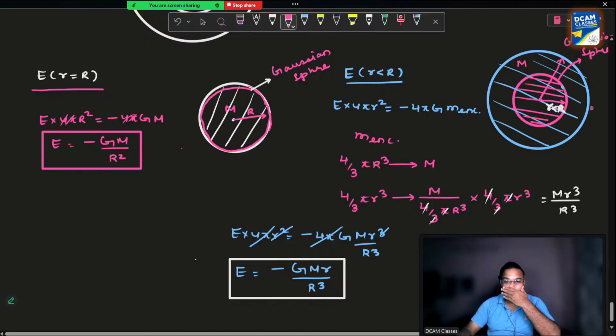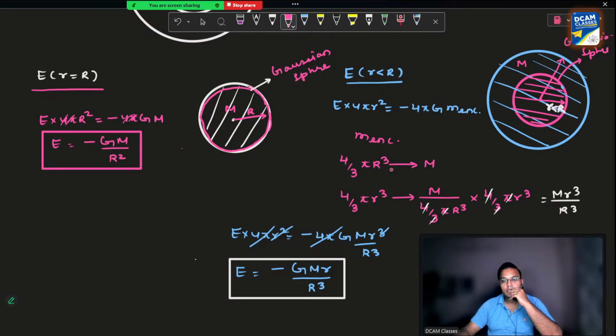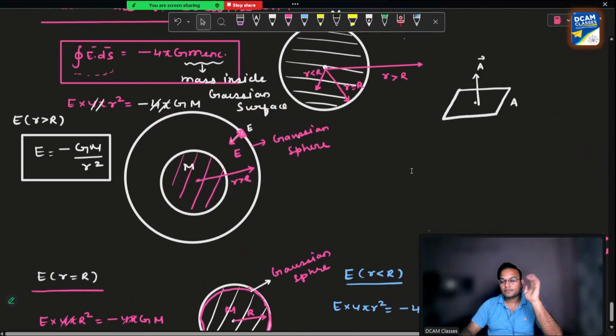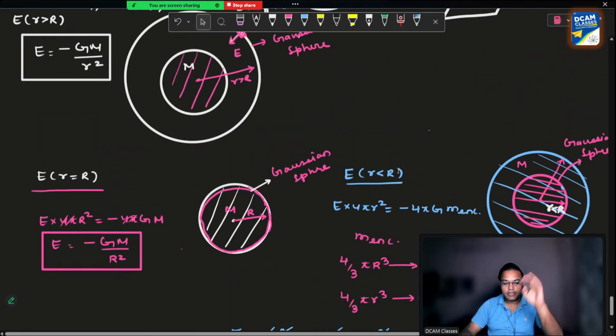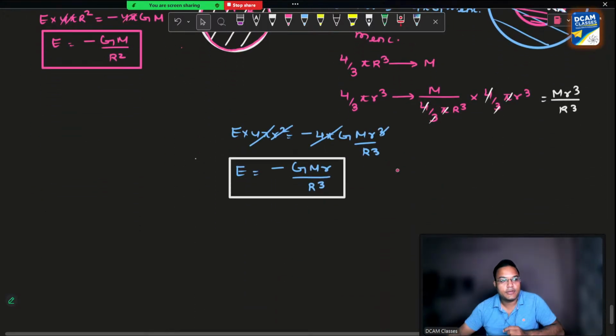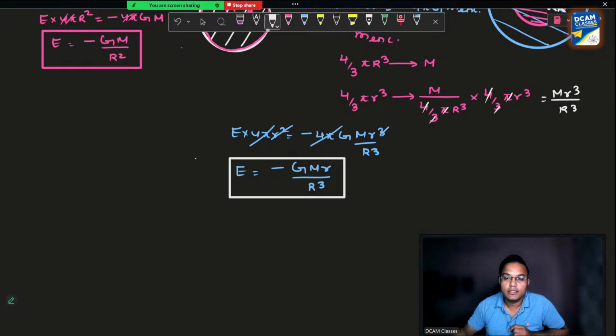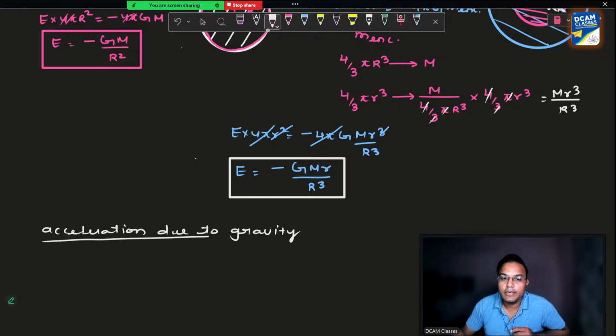Now just tell me whether you're able to understand this or not. Yes, sir, I understood. Okay, now let's stop it here because the acceleration due to gravity part, if I start now, will go beyond. Now we have found out the field, and when we talk about acceleration due to gravity, they are nothing but the field at different points.